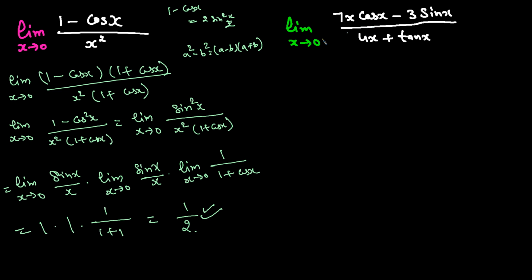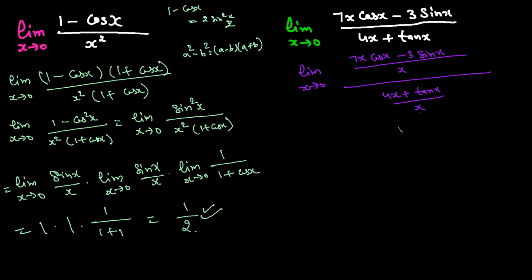All right, let's work on the next one. So this is 7x cos x minus 3 sin x over 4x plus tangent x. So if we see over here, we can divide the numerator by x and the denominator by x. So that'll solve the problem immediately, I believe. Let's see how. So 7x cos x minus 3 sin x, I'm going to do it in steps, over x, divided by 4x plus tangent x over x, right? And this x can cancel.